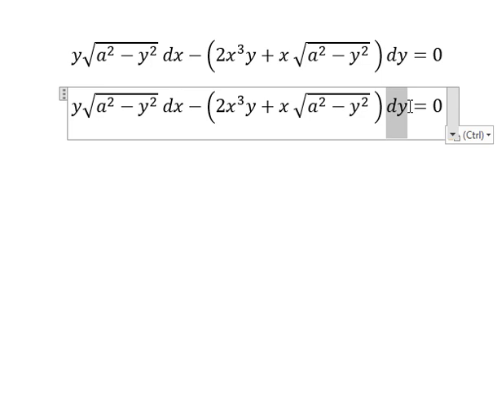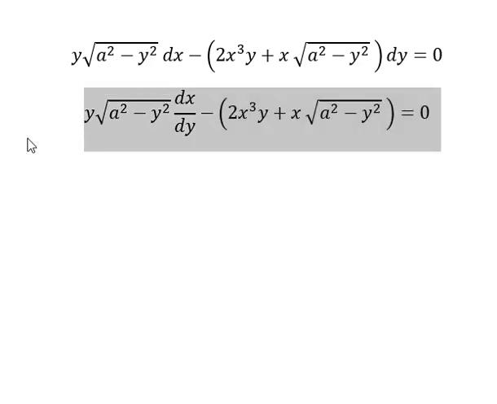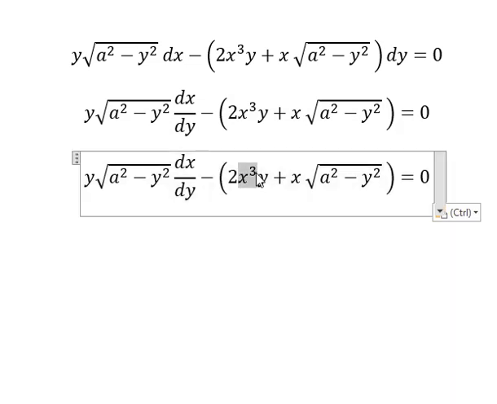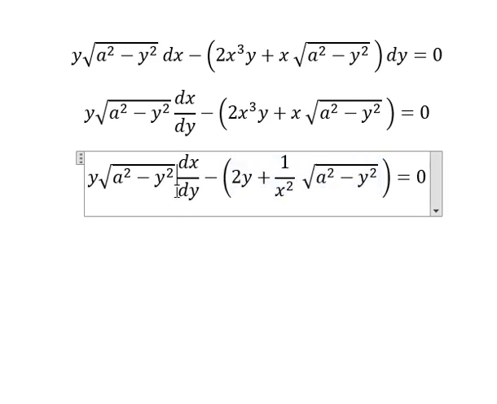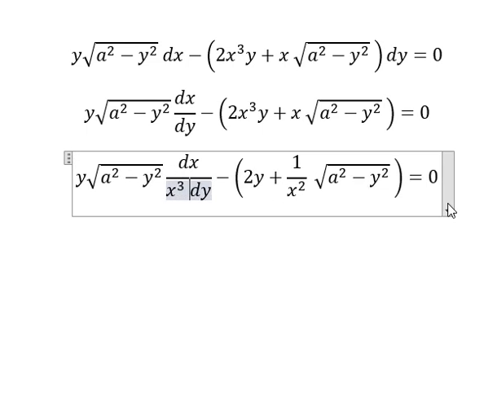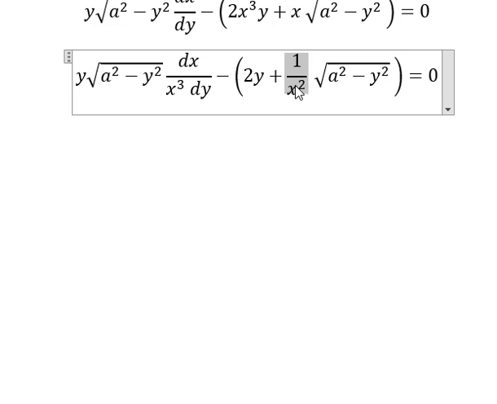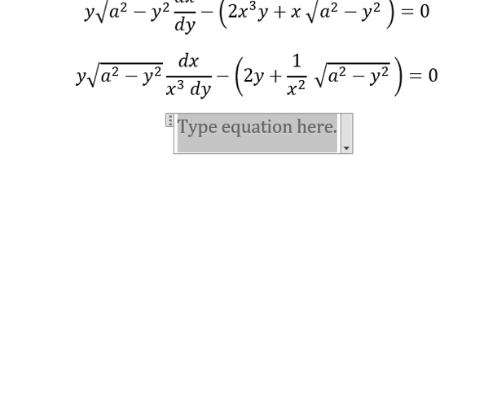We need to divide both sides by dy. Next, we need to divide both sides by x to the power of 3. So we have 1 over s squared dx over s to the power of 3 dy. This is about Bernoulli's equations.